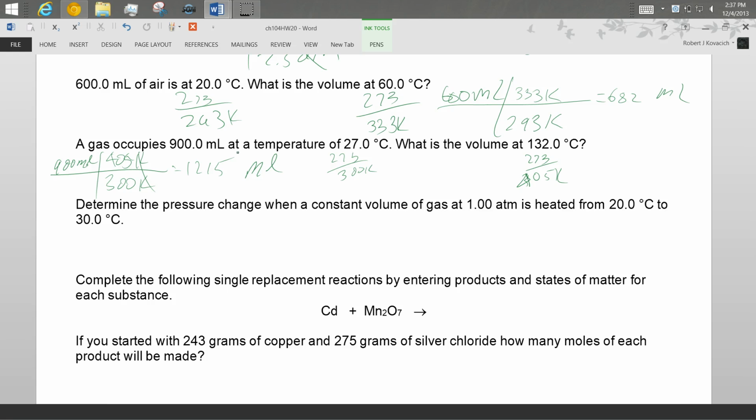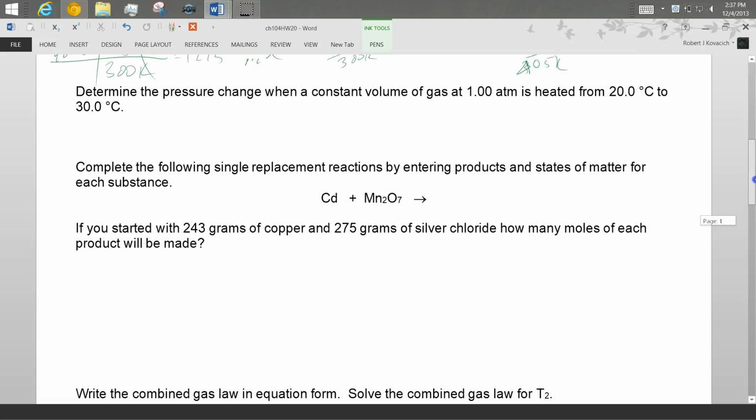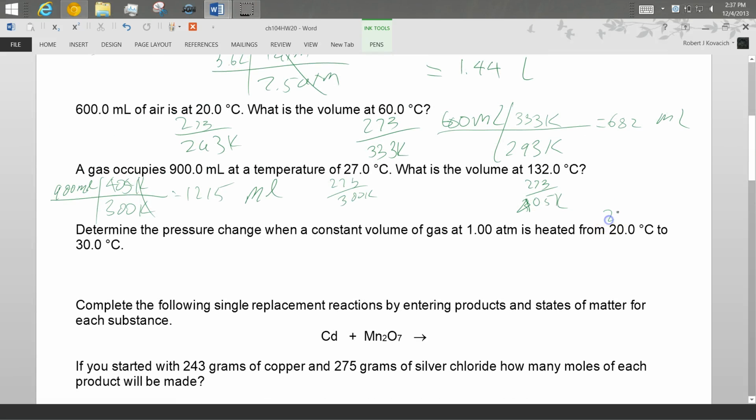Determine the pressure change when a constant volume of gas at 1 atmosphere is heated from 20 to 30. All right, so 273 gives us 293, and 273 gives us 303. Okay, and so the temp goes up, so the pressure is going to do what? Go up. So then I'm going to put the bigger number up top. And what do we get with this one?